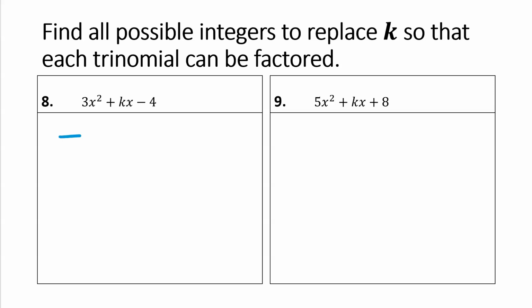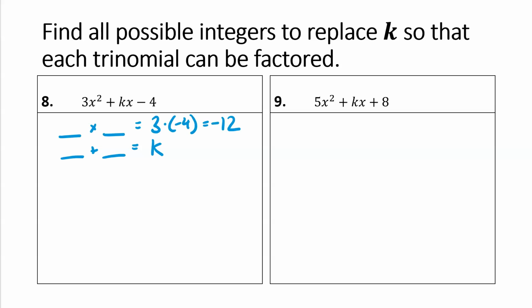Well, we would have started by getting two numbers that multiplied to give us the 3 times the -4, which is -12. And those same two numbers would need to add to give you the middle term, which is your k there. So you're trying to find all the ways to get k. So what you need to find is all the numbers that can fit into here and here. So we're basically listing factors of -12.